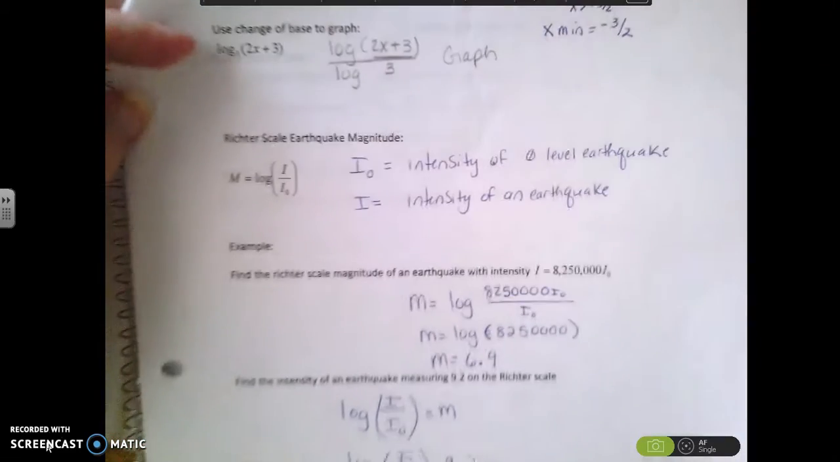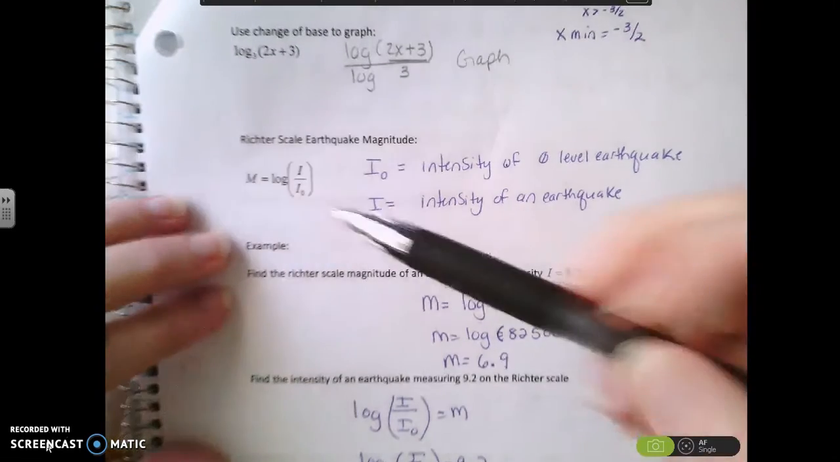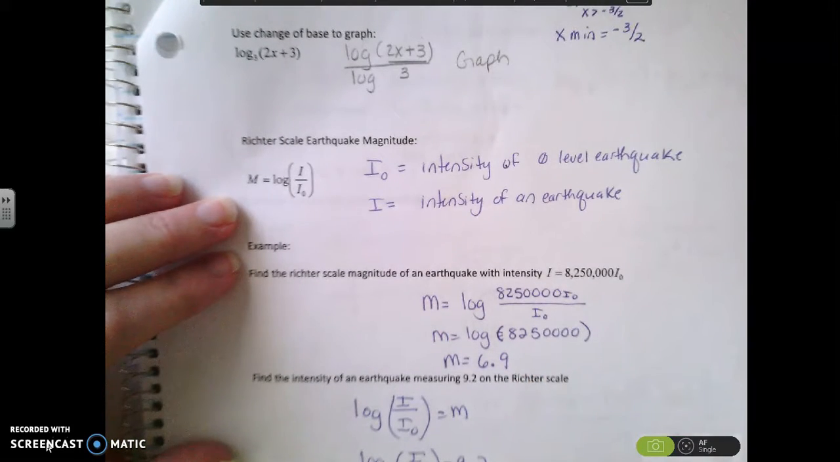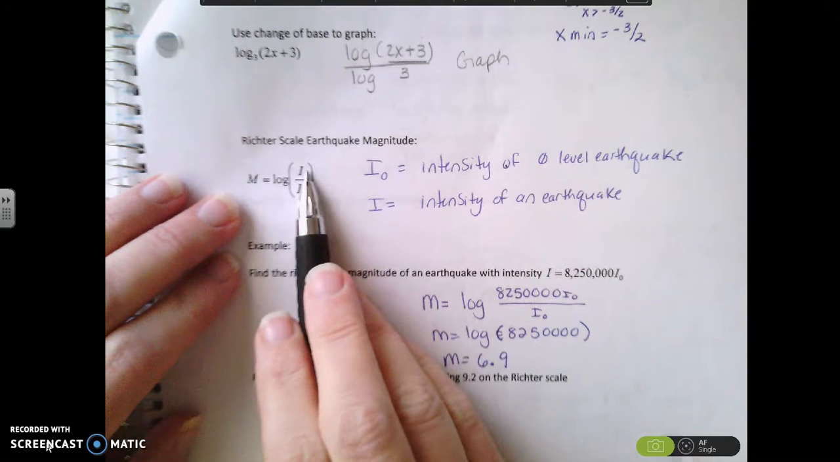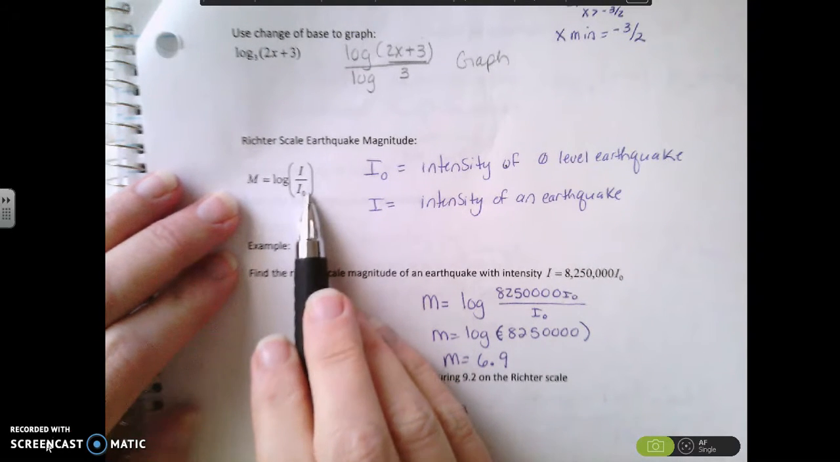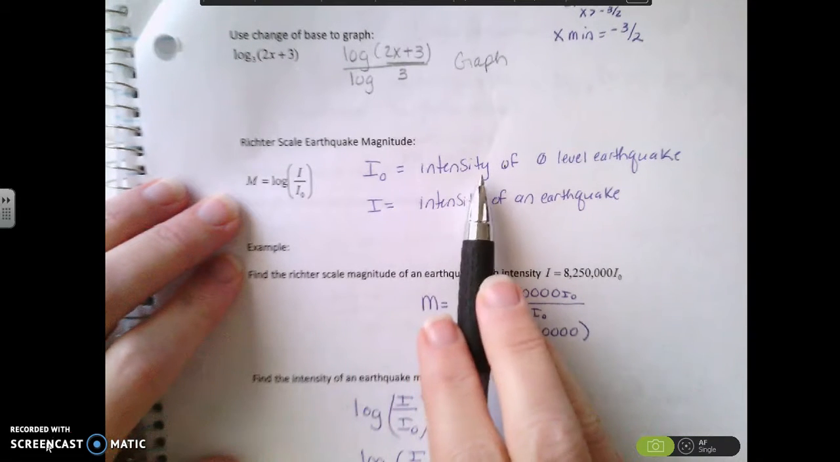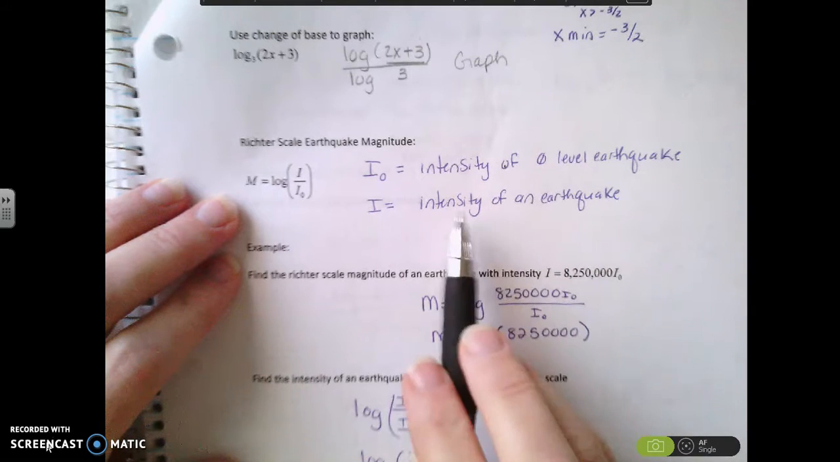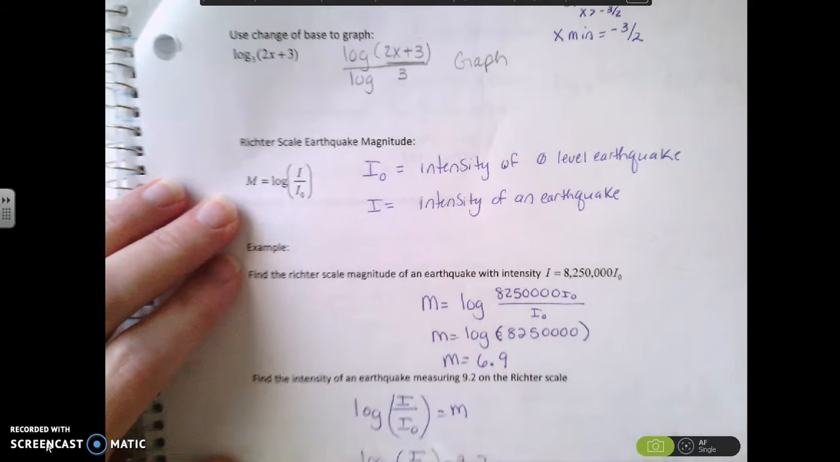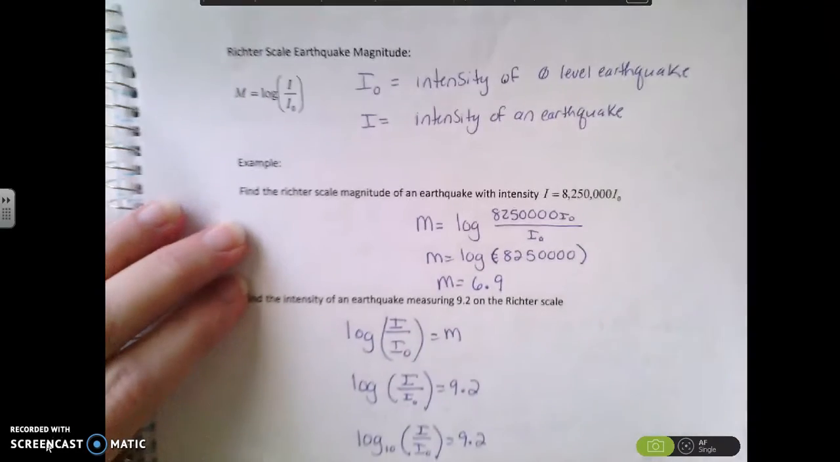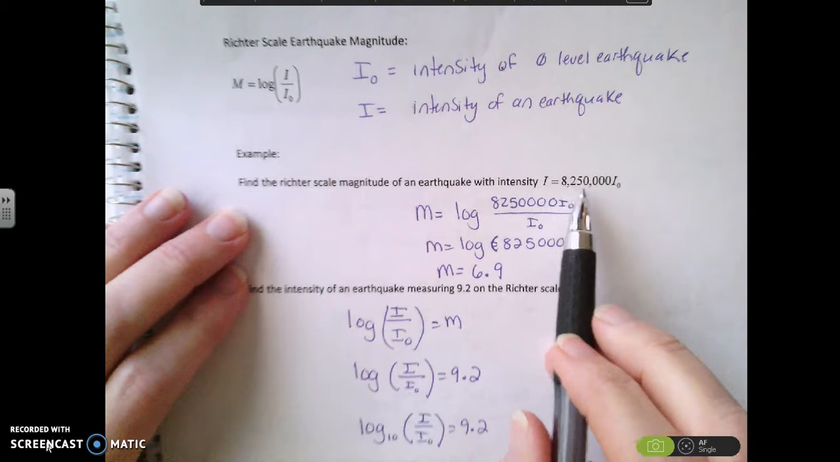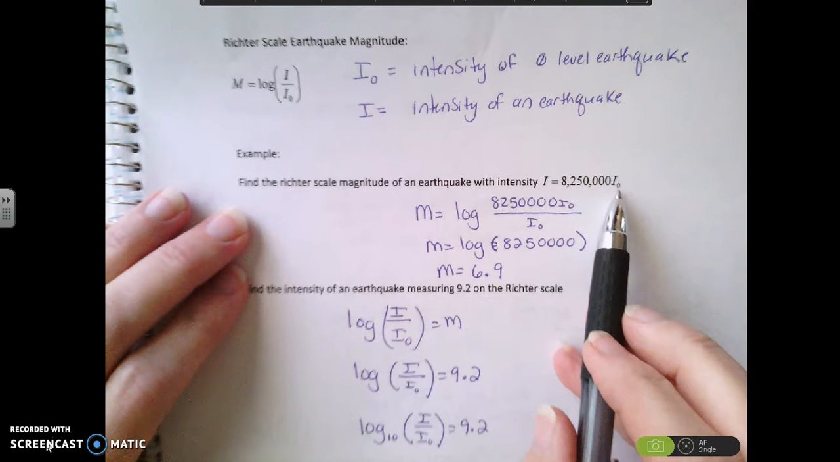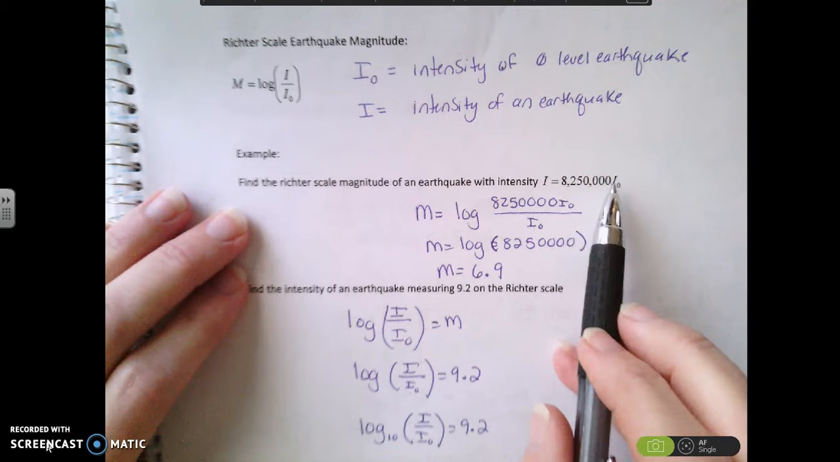Okay, so the last thing that we're going to do here, an example of logarithms, is dealing with the Richter scale, or the magnitude of an earthquake. So M is the magnitude of the earthquake, I is the intensity of the current earthquake, and I sub 0 would be the intensity of an earthquake at level 0. So when we're trying to figure out the magnitude, we're always comparing it to that intensity at 0. So here's an example. It says, find the Richter scale magnitude of an earthquake with an intensity of 8,250,000 I0. So that means that the intensities are always based on what an intensity would be for a 0 earthquake.